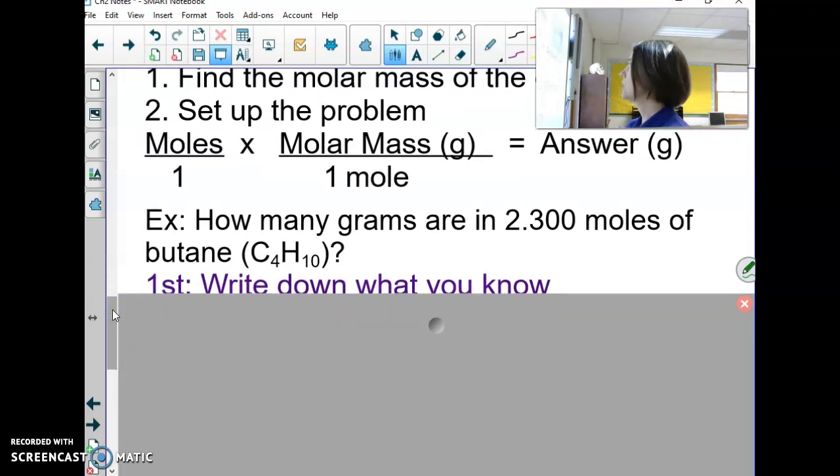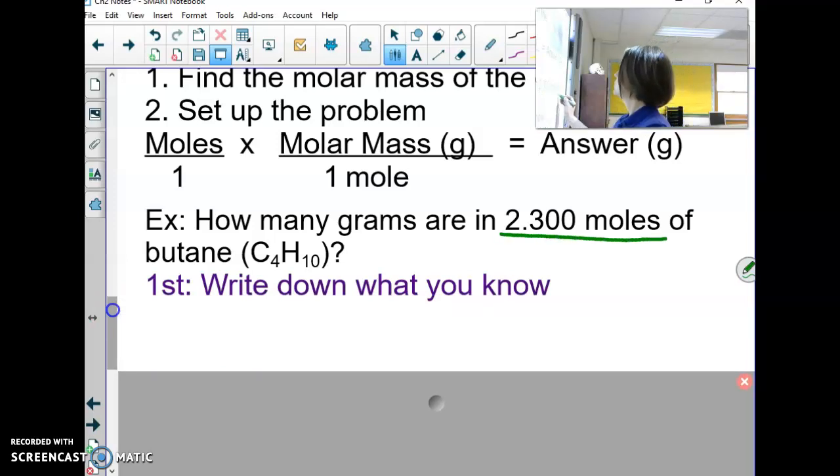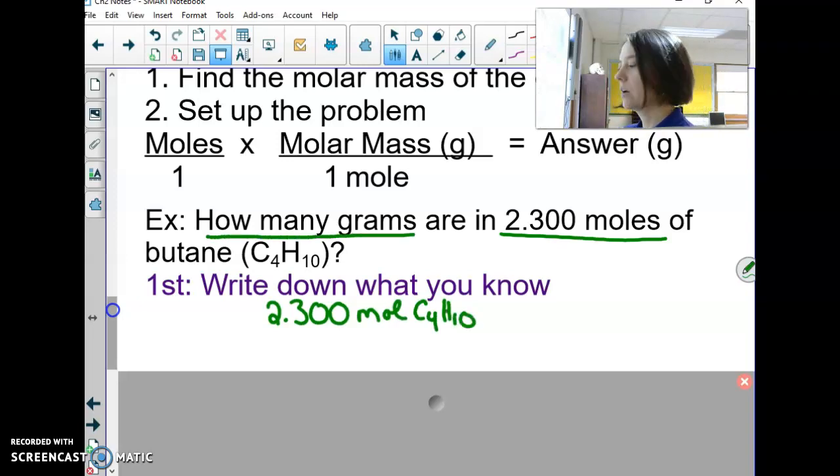How many grams are in 2.3 moles of butane, C4H10? First thing we always do is we write down what we know. So it says 2.3 moles of butane, and not just to the tens place, we know that measurement to the thousandths place. 2.3 moles butane, which is C4H10, and we're looking for how many grams.